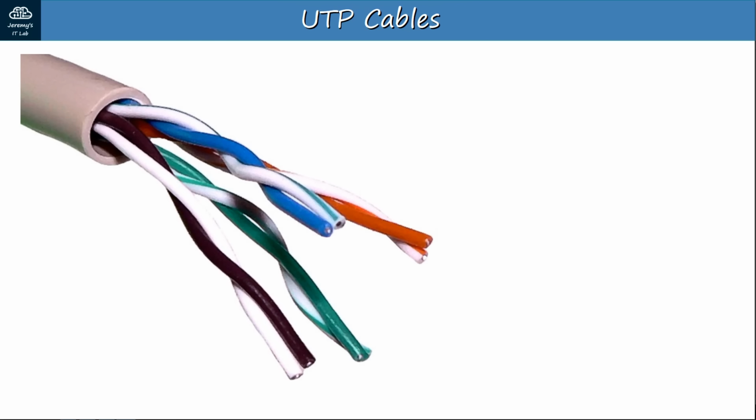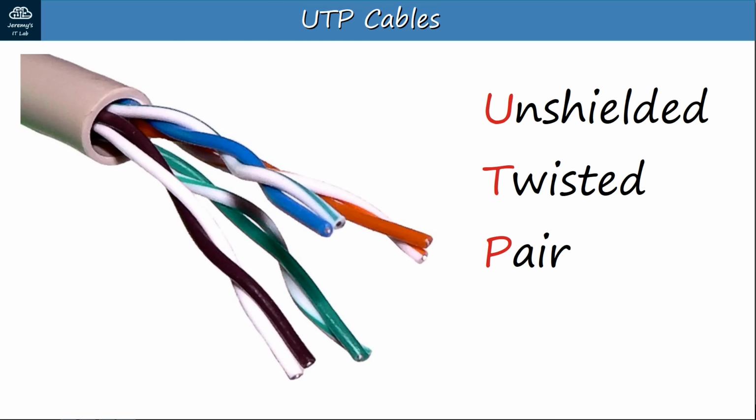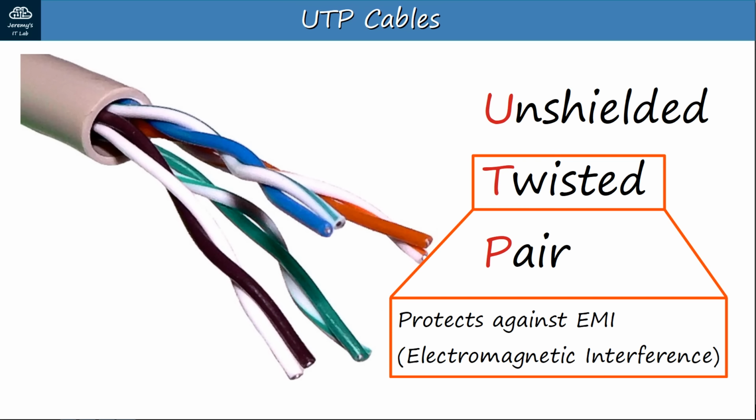The copper cables used in Ethernet standards are UTP cables. UTP stands for unshielded, twisted pair. Unshielded means that the wires have no metallic shield, which can make them vulnerable to electrical interference. The twisted pair part is easy to understand from this photo. As you can see, there are 4 pairs of cables twisted together. The twist actually helps protect against electromagnetic interference, or EMI.